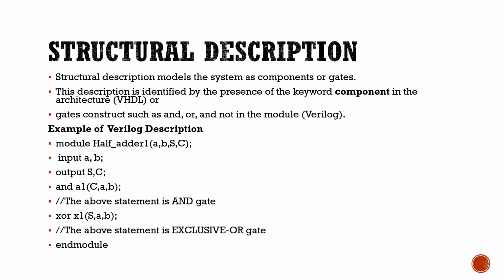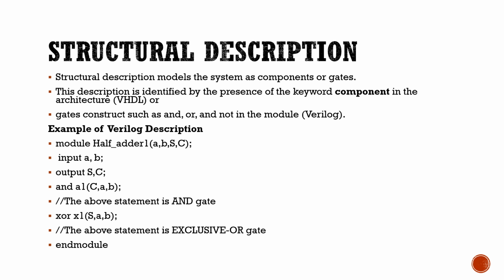The next type of description is the structural description. The structural modeling builds a circuit using logic gates. Instead of writing equations, here we connect gates together. This description is identified by the presence of the keyword component in the architecture, and gate constructs such as AND, OR, and NOT in the module.